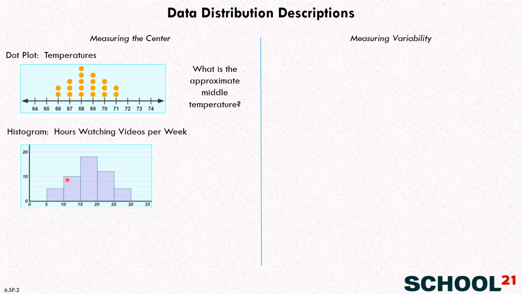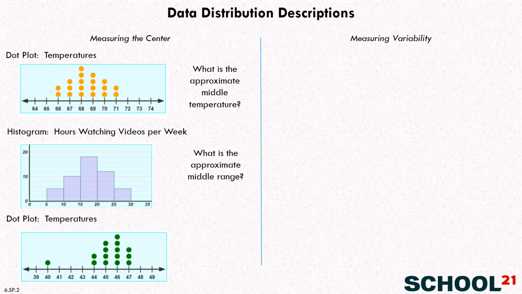A lot of times this makes it a little bit easier to see the distribution of the data and also the center. And so we can ask ourselves the same question, what is the approximate middle range? Well, we can see that probably most of the data, or the middle of the data, is somewhere here in the 15 to 20 range. And you can just see that from a histogram.